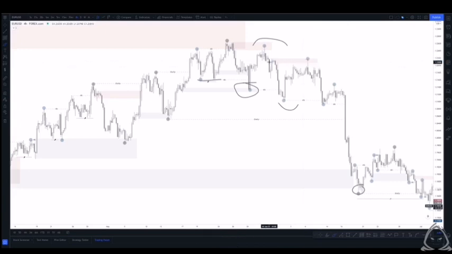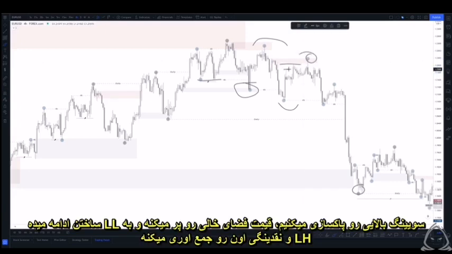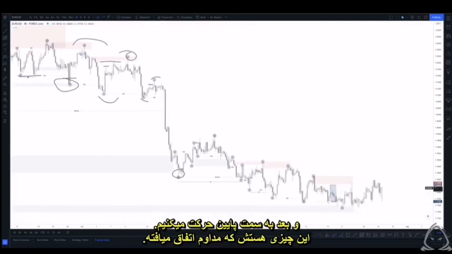What ends up happening? We can see that we have a swing high here. We sweep the swing high. We have a swing high here. And price fills the void and continues making a lower low, lower high. Take liquidity of that, and we move to the downside. And this is just continuously happening.